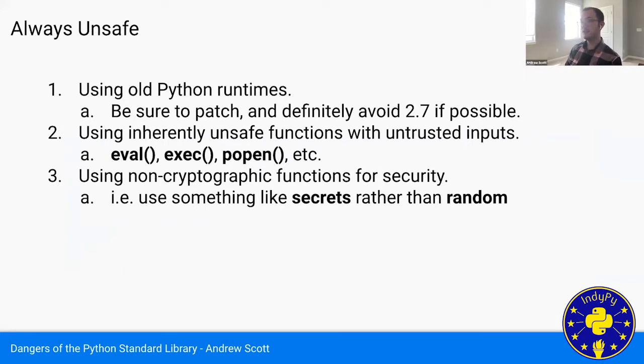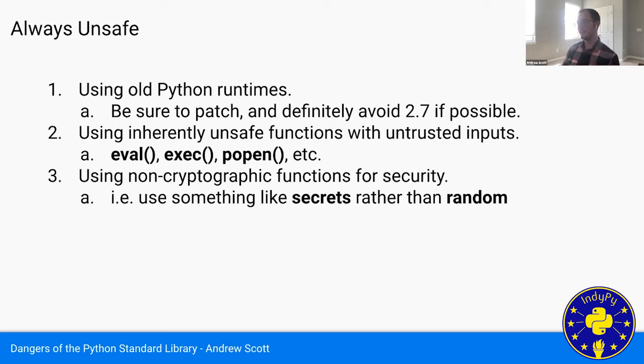Here's just a list of other things that are always unsafe. So using old Python runtimes, as we all know, Python 2.7 was sunset last year. So be sure to always patch your Python runtimes and definitely avoid anything too old. If at all possible, you want to be using a somewhat modern version of Python. Yeah, there's always safety fixes in the standard releases, and a lot of other nice functionality too. So keep your Python updated.